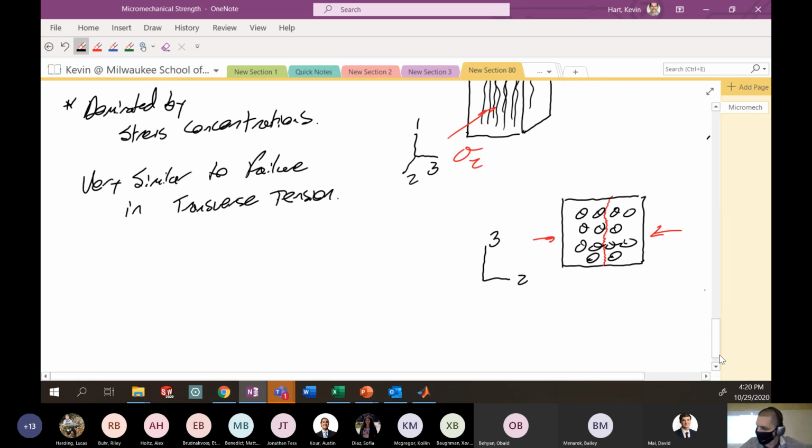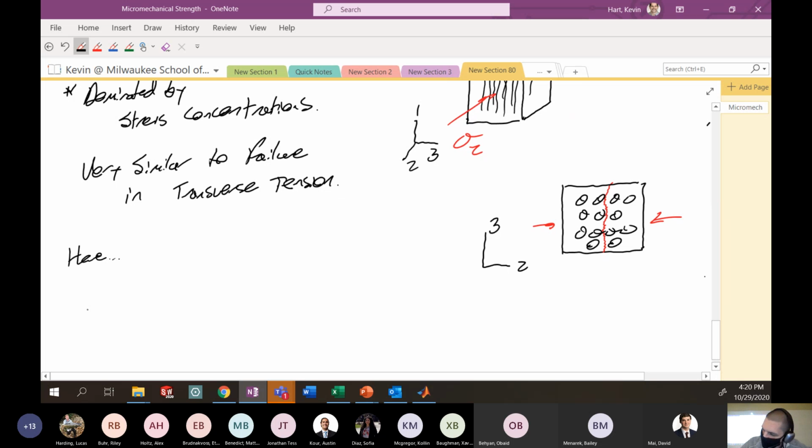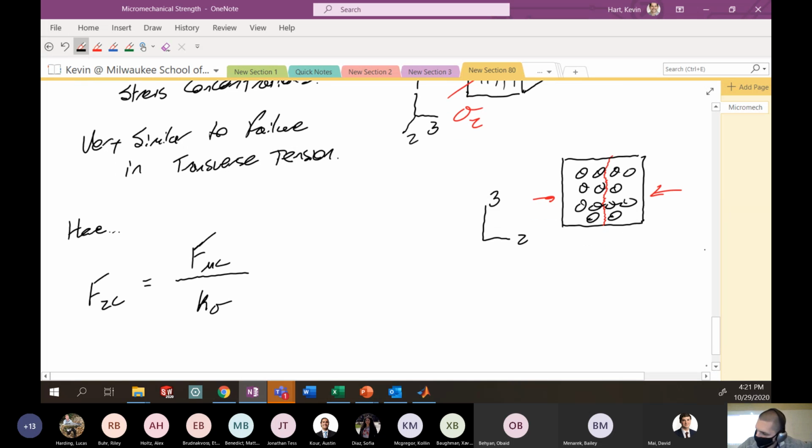So here, the failure F2C is again just going to be dominated by stress concentration. This is the failure of the matrix material in compression, which usually is higher than the failure stress of the matrix in tension, divided by this K sigma value, this stress concentration value. And I'll remind you what K sigma is in just a second.